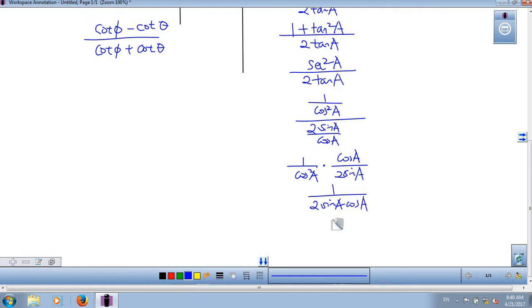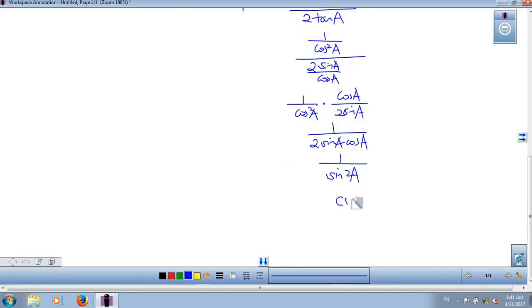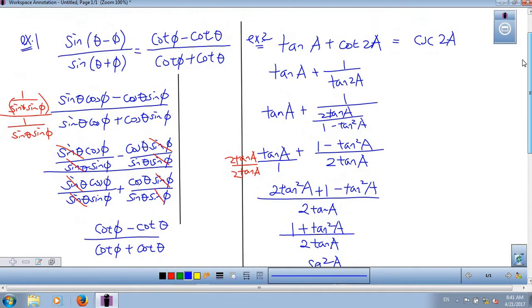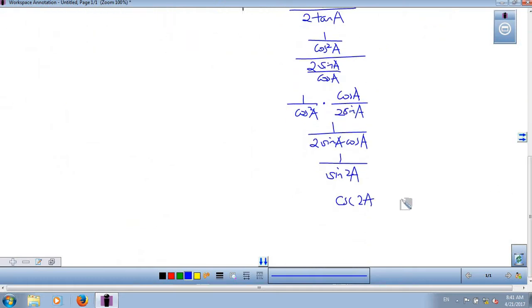And I remember 1 over 2 sine A cosine A is equal to 1 over sine 2A, which is sine of double angle, right? Sine 2A is equal to 2 sine A cosine A. So you have to keep maybe a cheat sheet. If you cannot remember the formulas, you have to keep a cheat sheet next to you. And what's 1 over sine 2A? The reciprocal of sine is cosecant. So it is cosecant of 2A. So we worked the long way, and we did prove that the left hand side is equal to cosecant of 2A. So that's using all the knowledge that we have about all the formulas that we had.